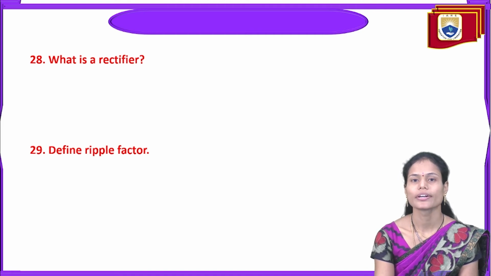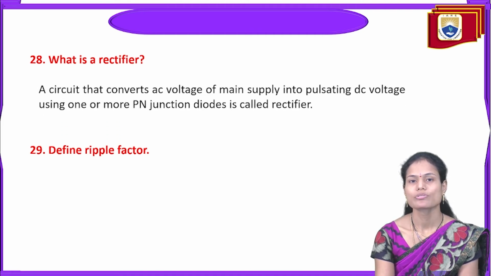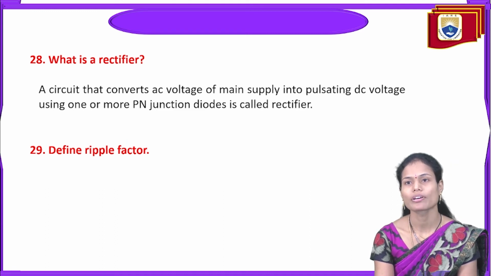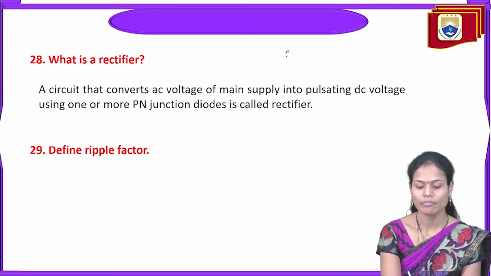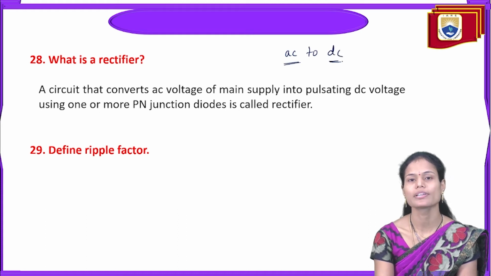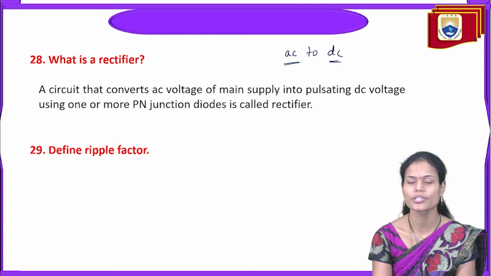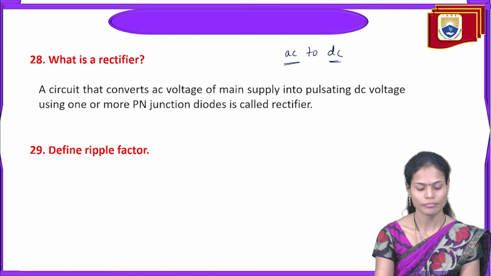Next, what is a rectifier? A rectifier is a circuit which converts the AC voltage of the main supply into pulsating DC voltage using one or more PN junction diodes. So it will convert AC to DC. That may be the voltage or current here.